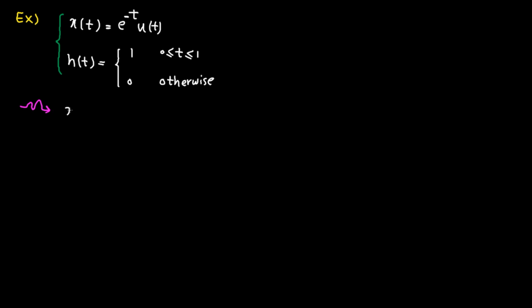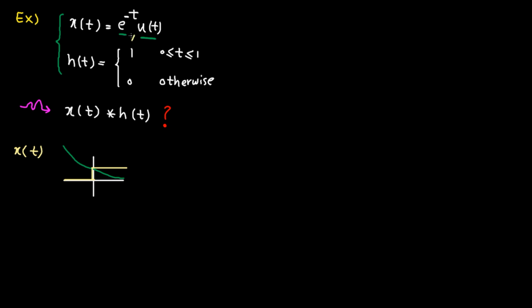Next example. x(t) is e to the power of minus t multiplied by u(t), and h(t) is 1 between 0 and 1 and 0 otherwise. Again, our goal is to find the convolution between x and h. First, let me plot x(t). The exponential function is like this, which is non-zero from -infinity to +infinity. u(t), or unit step function, is 0 for t less than 0 and 1 after that.